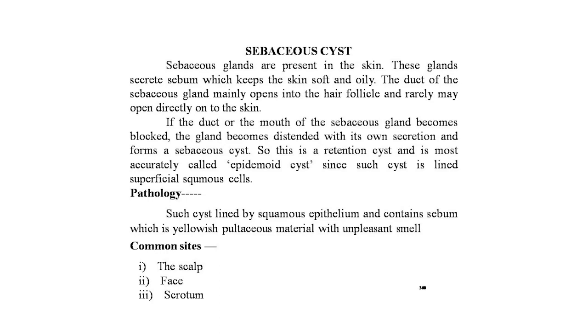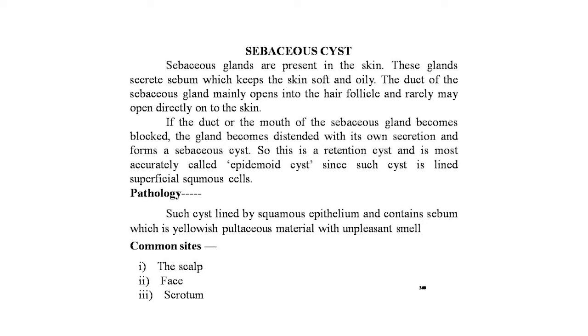Sebaceous glands are present in the skin. These glands secrete sebum, which keeps the skin soft and oily. The duct of the sebaceous glands mainly opens into the hair follicles and rarely may open directly onto the skin. If the duct or mouth of the sebaceous gland becomes blocked, the gland becomes distended with its own secretions and forms a sebaceous cyst. So this is a retention cyst and is most accurately called an epidermoid cyst, since such a cyst is lined by superficial squamous cells.